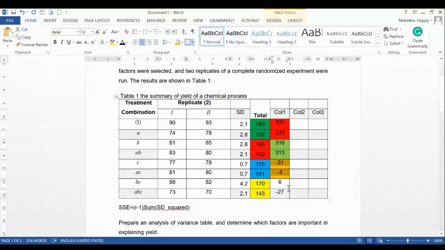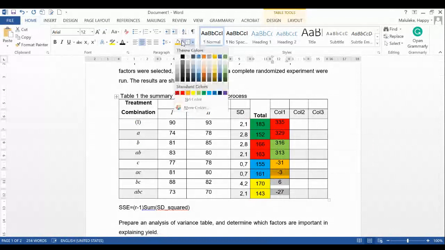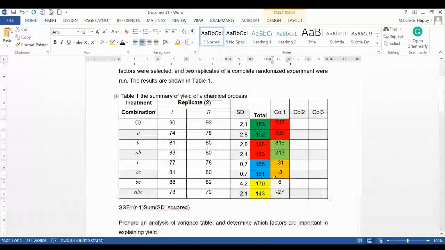So let's continue with the problem. Now, because you want to deal with column 2, you will use the information from column 1. Give me the values. Don't worry about my colors. 664. Yes, 664. 629.